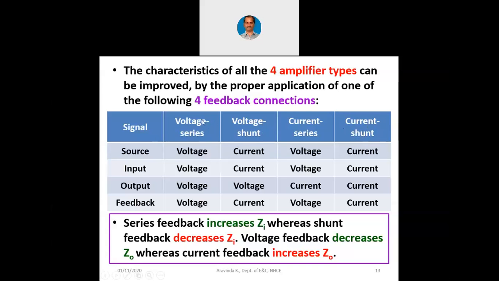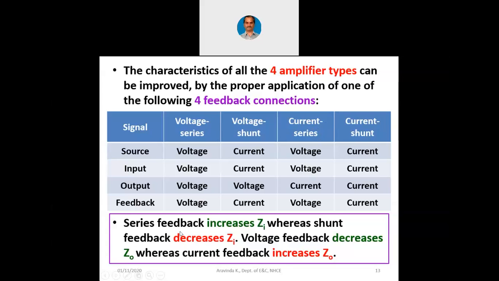So, voltage series, it is output impedance reduction, input impedance increase. Voltage shunt, it is output impedance reduction, input impedance reduce. Current series, it is output impedance increase, input impedance increase. Current shunt, it is output impedance increase, input impedance reduction.